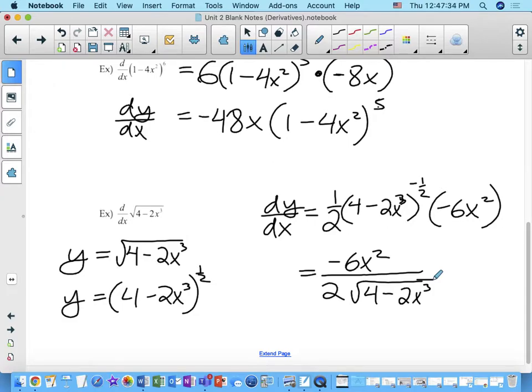Okay, and then there's one more thing that I can do to simplify. Can anyone see what it is? Yeah, 6 over 2 is 3, right? So this is going to be negative 3x squared over the square root of 4 minus 2x cubed.